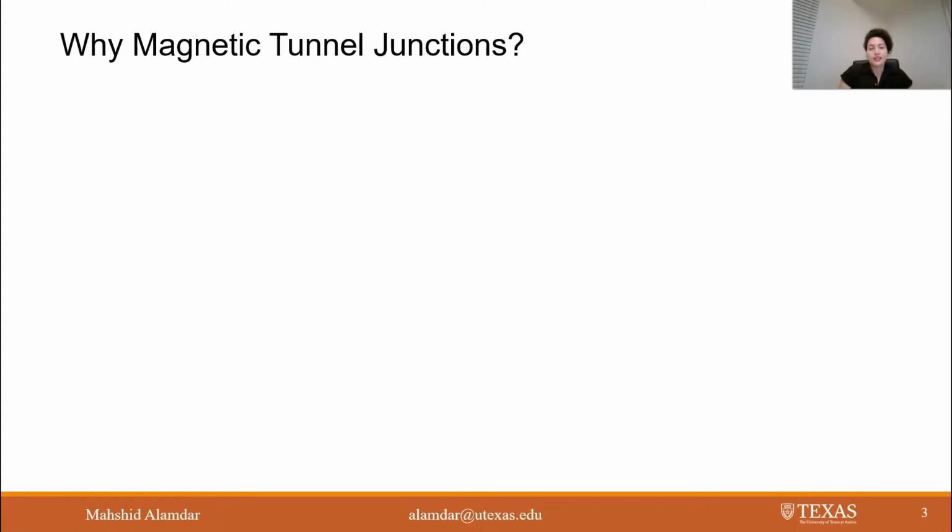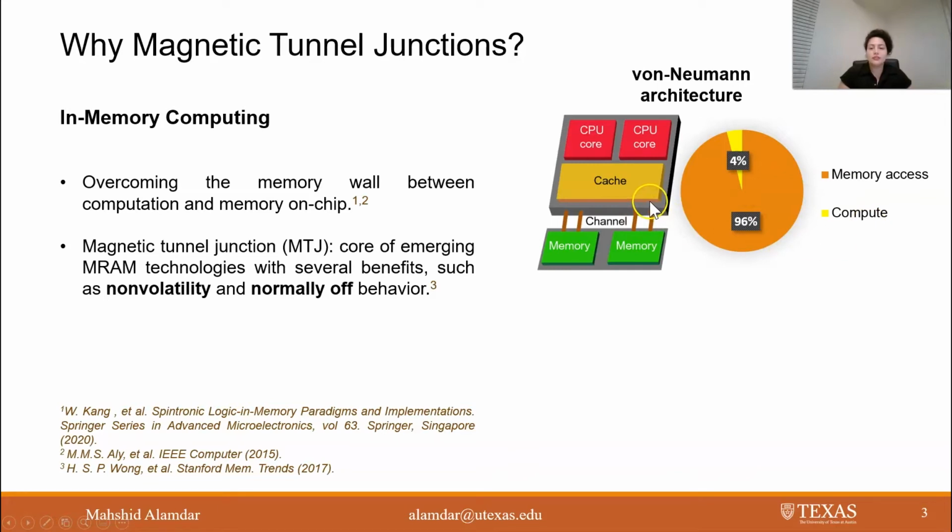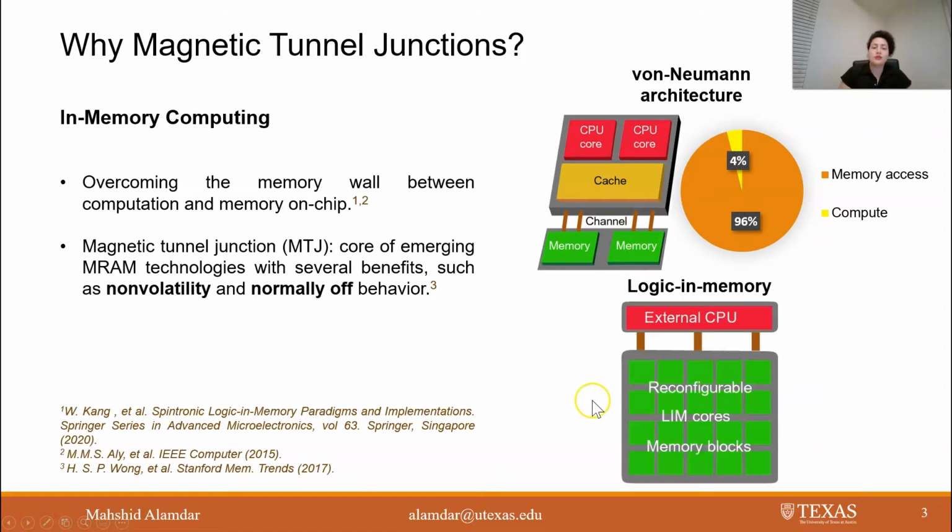So why should we look at magnetic tunnel junctions? There are several potential applications for spintronic devices, including in-memory, neuromorphic, and radiation-hard computing. Computing today faces walls when processing data-intensive and unstructured tasks. Memory access in modern computers using von Neumann architecture can dominate as much as 96% of the computing time. So the development of in-memory computing magnetic devices could alleviate the memory wall between computation and memory on chip by implementing reconfigurable logic in memory blocks.